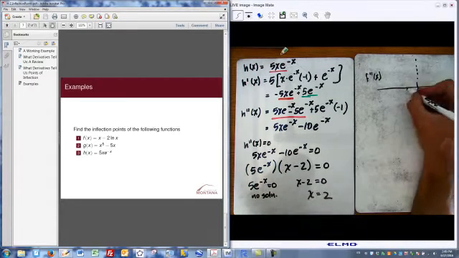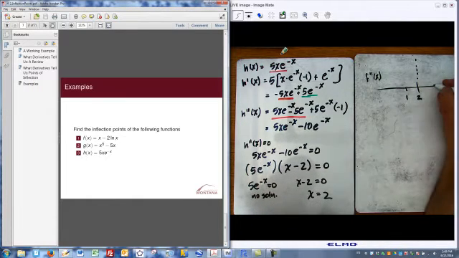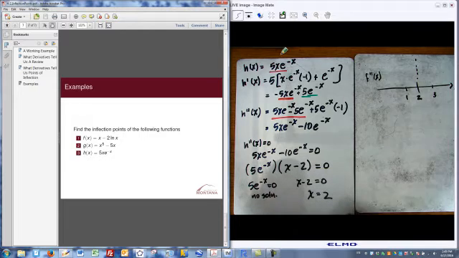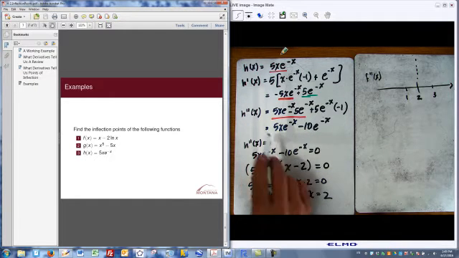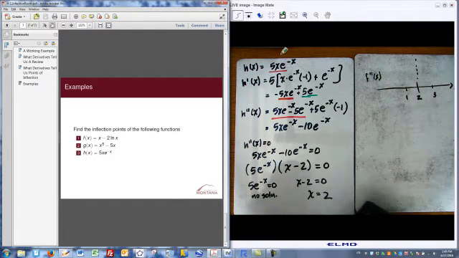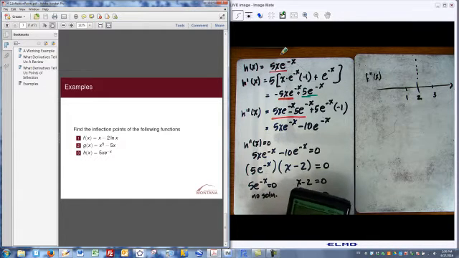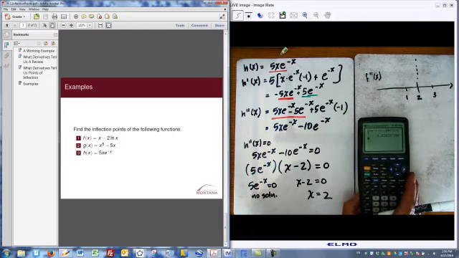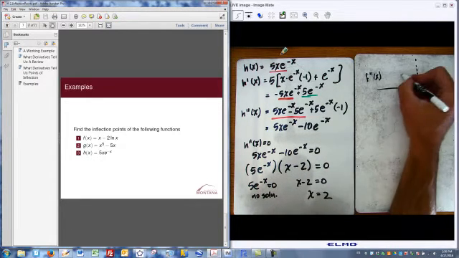So what I'll do is I'll pick the test point 1, and I'll pick the test point 3 and ask what's going on there. So if I put a 1 into the second derivative over here, that would be the same thing as 5 times 1. So it would be 5 times e to the negative 1 minus 10 times e to the negative 1. And when I run that through my calculator, and sometimes you just have to do this, I get a negative value there. So this is negative on this side.